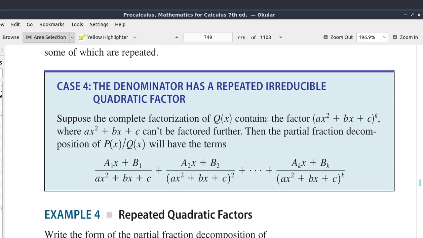Suppose the complete factorization of q of x contains the quadratic ax squared plus bx plus c raised to the power of k, where ax squared plus bx plus c can't be factorized further. It is irreducible. Then the partial fraction decomposition of p of x divided by q of x will have the terms: a number x plus another number over ax squared plus bx plus c, plus another number x plus a next number over ax squared plus bx plus c squared, and so on.